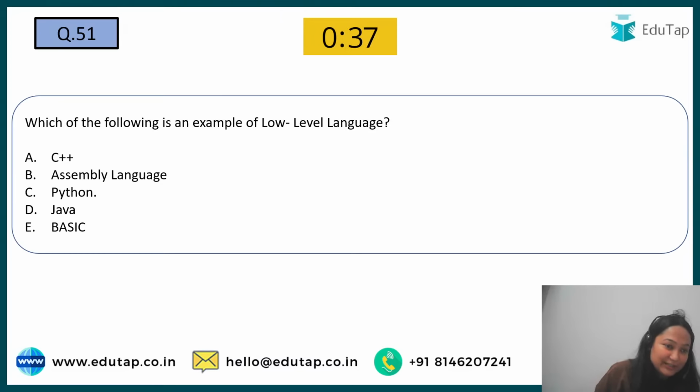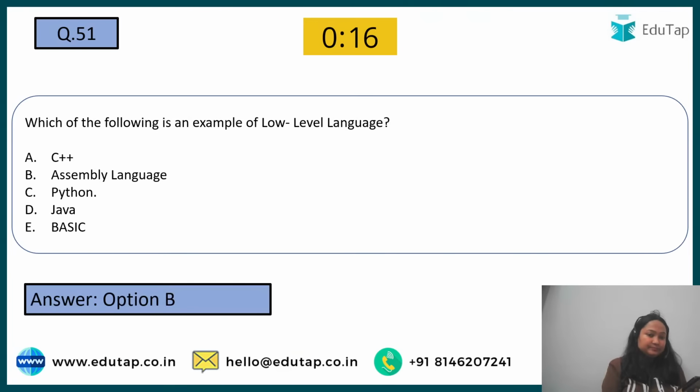So the 51st answer is absolutely correct. Option number B, assembly language. Assembly language is the low level language along with the machine language. Only two languages are low level languages. Language that was used in generation 1, machine language. Language that was used in generation 2, assembly language.